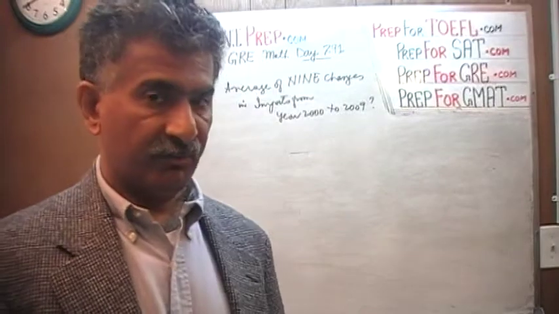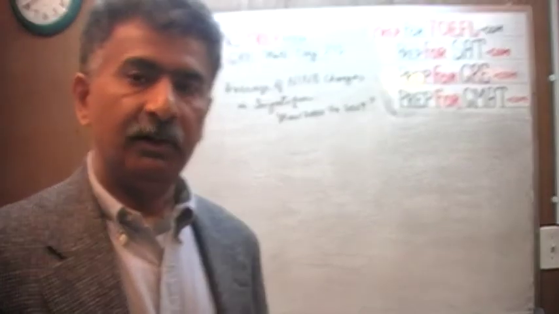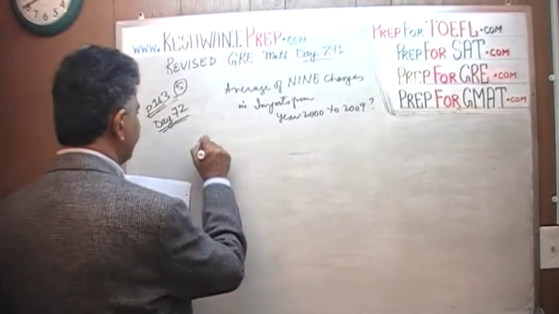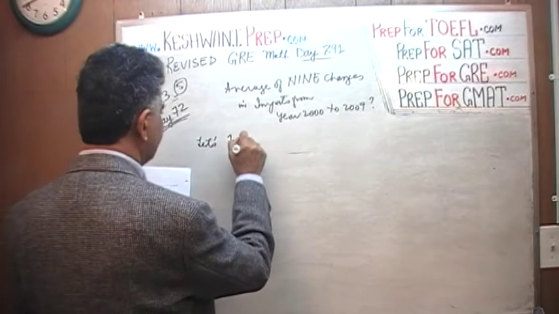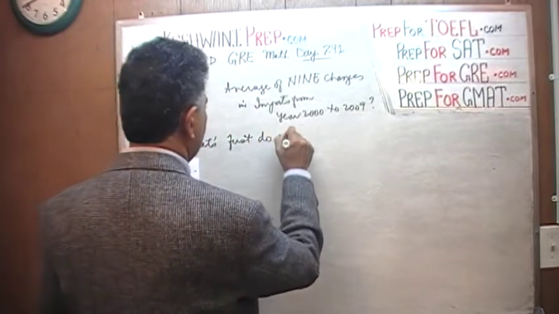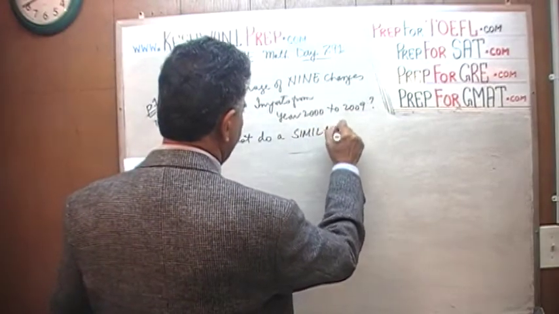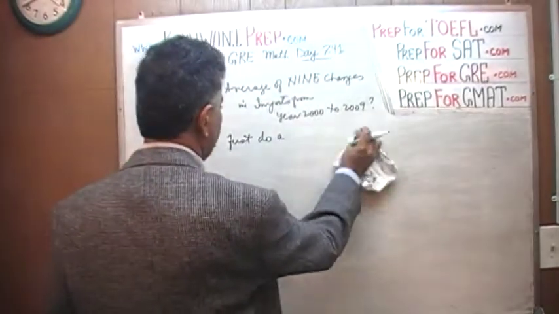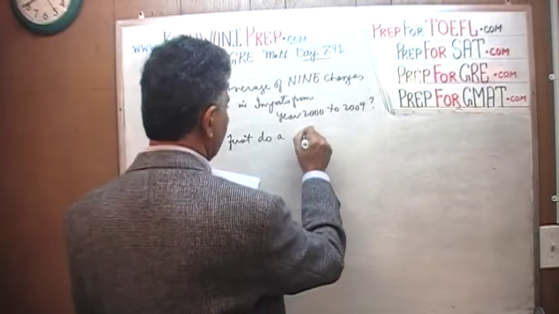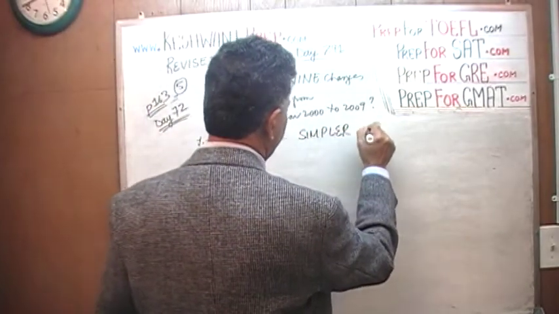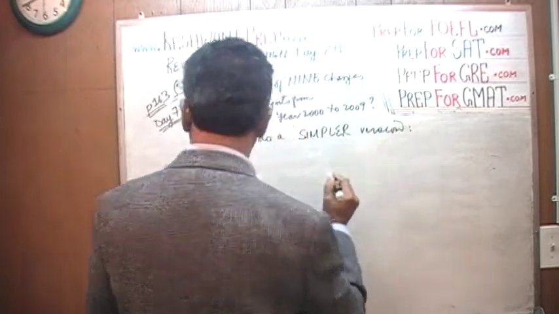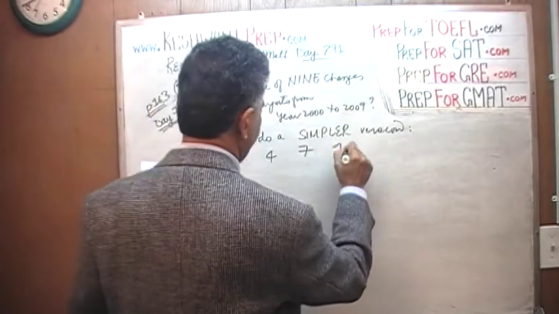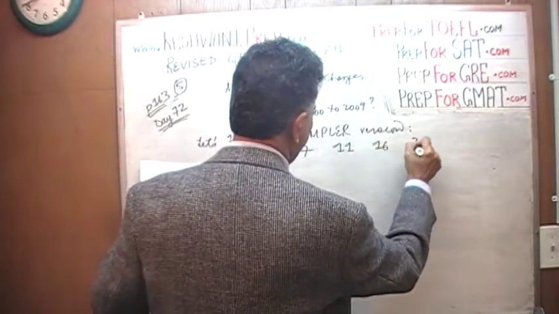Let me first do a simpler version of this question. Instead of doing 9 changes, let's start with something simpler, something that's easier to deal with. Let's do 5 changes and see what happens. Let's first do a simpler version. So here we have 2, 4, 7, 11, 16, and 22.